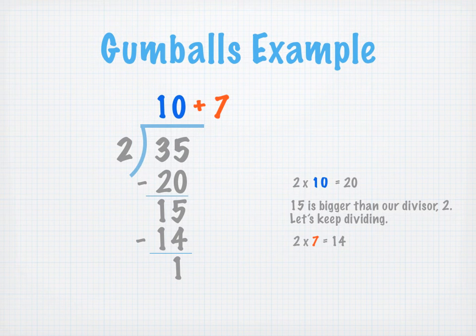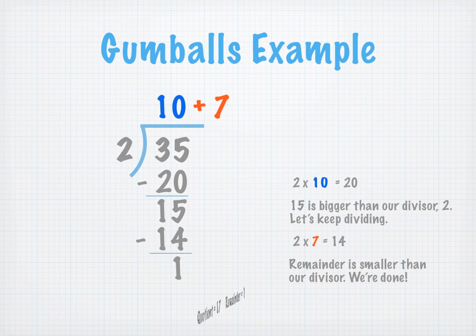And sure, we could break this into a half for you, a half for me, but at this point, we're not really doing that. We're leaving the remainder as a whole number. Our remainder is smaller than our divisor. There's only 1 left, and there's 2 of us, so neither one of us can have 1 whole gumball to ourselves. It's just not enough. There's only 1. We're done.